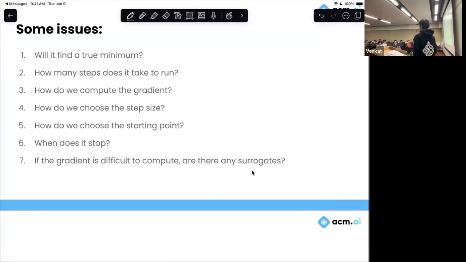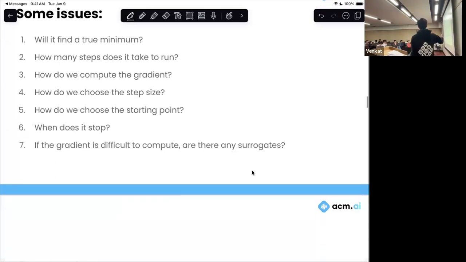How do we choose a good step size? How do we choose the starting point, as you said? And then when does the algorithm stop? I just said we run it and we hope something happens and we converge. So how do we stop this algorithm? When do we know that we've reached an optimal solution or a solution that's good enough to us?